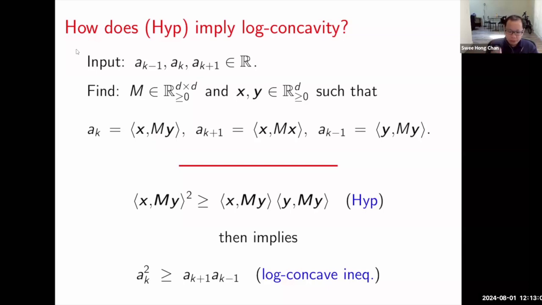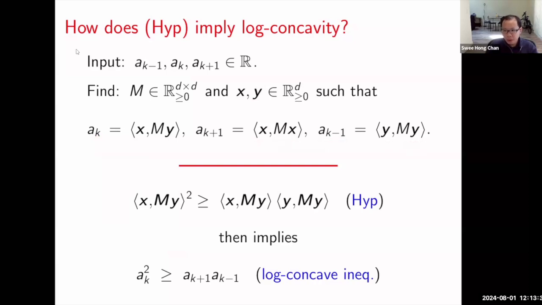Suppose that you are given three numbers, a_{k-1}, a_k, a_{k+1}. You want to prove that these three numbers satisfy the log concave inequality. What we can do is first try to construct a matrix M and two vectors x and y, such that a_k equals x times My, a_{k+1} equals x times Mx, and a_{k-1} equals y times My.